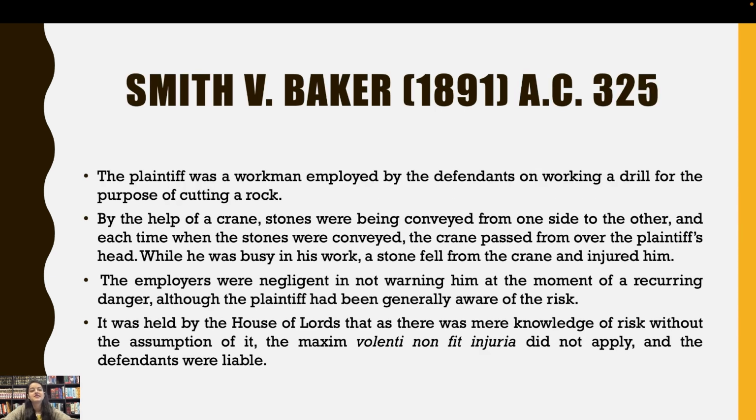An example of this is the case of Smith versus Baker, an excellent example to understand volenti non fit injuria. The plaintiff was a workman employed by the defendant on working a drill for the purpose of cutting rocks. Now he was at a place where there were huge rocks and he was working to cut those rocks. By the help of cranes, stones were being conveyed from one side to other. And each time when the stones were conveyed, the crane passed over the plaintiff's head. While he was busy in his work, a stone fell from the crane and injured him.